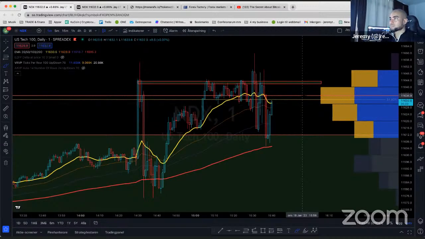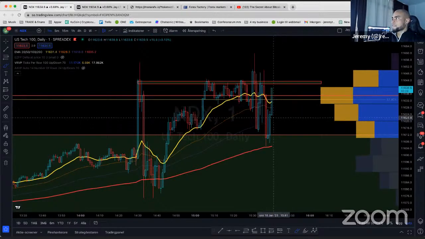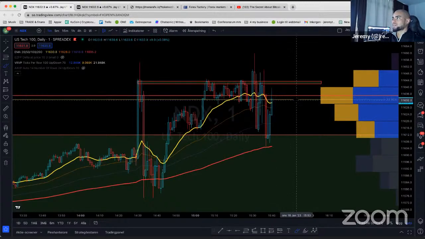Let's see if I can get a better entry on that one. No, not right now. So I entered a sell here at 11,610 and at 11,630. And I'm also setting my stop loss at about 20 pips. We have to catch like 10 to 40 pips in profits. That's it. This is scalping, as I said before.